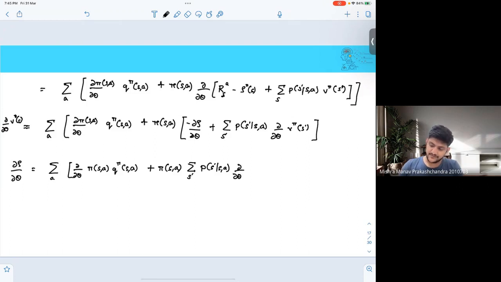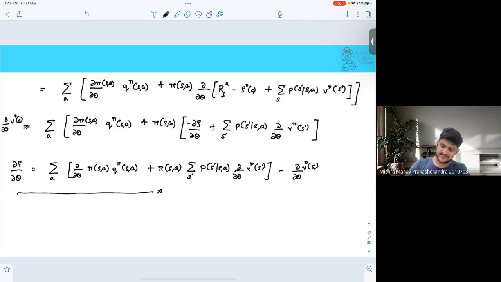d by d theta of v pi of s prime, the whole thing minus d by d theta of v pi s. Sorry, not s prime, so v pi s. Okay, this is v pi s. To represent it in an even more compact fashion, let's first separate this out.